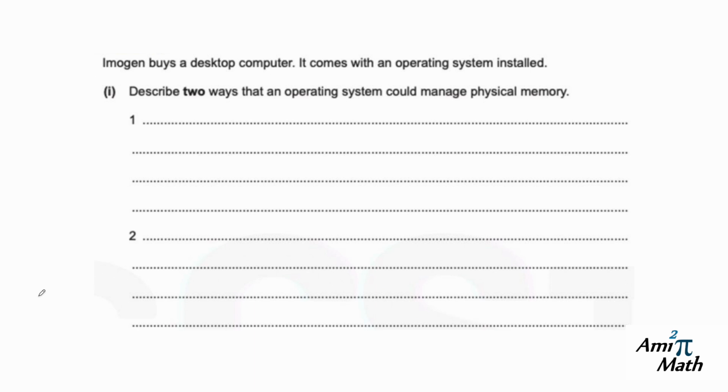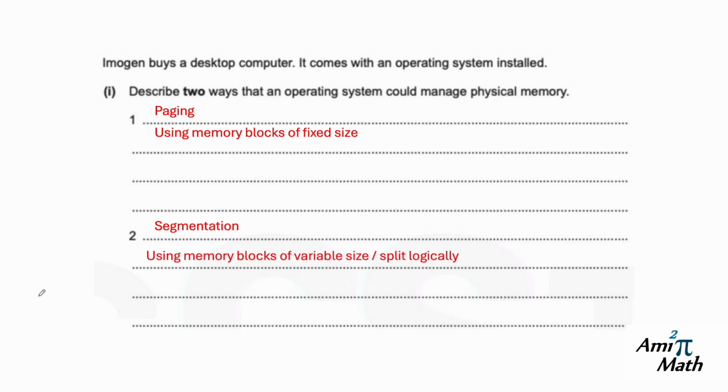Imogen buys a desktop computer. It comes with an operating system installed. Describe 2 ways that an operating system could manage physical memory. So obviously we have paging, which we've talked about before, and we have segmentation. And paging uses memory blocks of fixed size, and segmentation uses memory blocks of variable size, which are split logically.